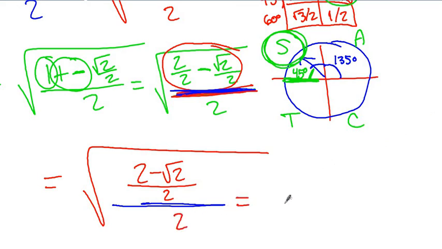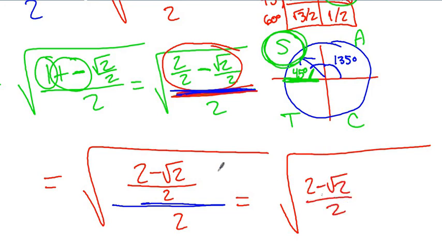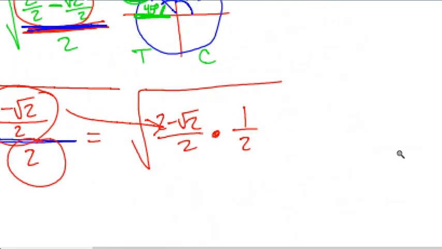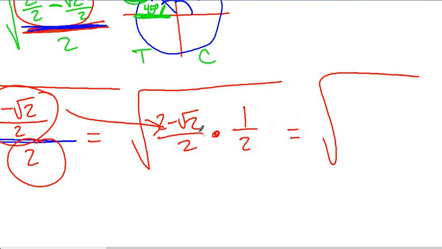Okay, so now dividing by that fraction is like multiplying by the reciprocal. So this fraction right here is still there, and we're going to multiply it by the reciprocal of 2, which is 1 over 2. Okay, now how can we simplify that just a little bit more? And here's how we can do that. So we're going to have the square root of basically 2 minus root 2 times 1 is just 2 minus root 2, and then over 2 times 2, which is 4.